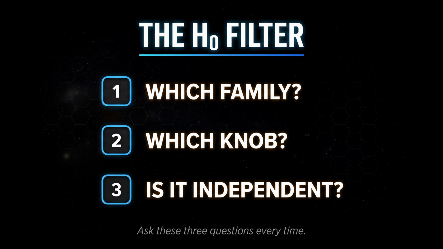So in this video, we're building a method map you can actually use. And I'm giving you a filter, a three-part question you'll ask every time you see a headline about H0. Which family? Which knob? Is it independent? Say it once because this is your superpower. Which family? Which knob? Is it independent?